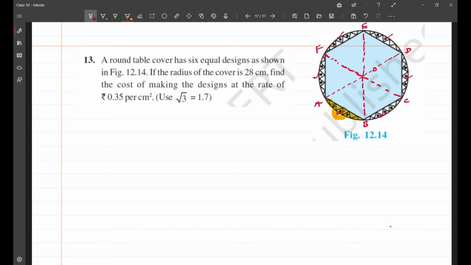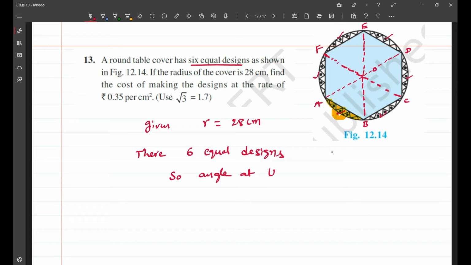Okay, first let's write the data given in the question. Given: radius is equal to 28 centimeter. There are 6 equal designs. So the angle at the center, theta, is equal to: the complete angle is 360 degree, so 360 upon 6, that is equal to 60 degree.